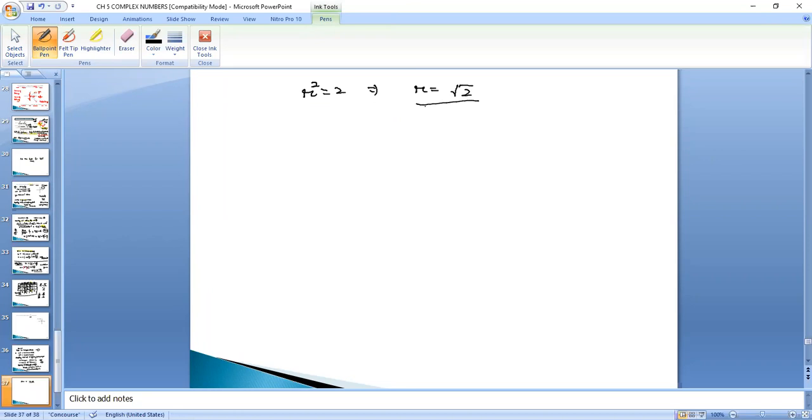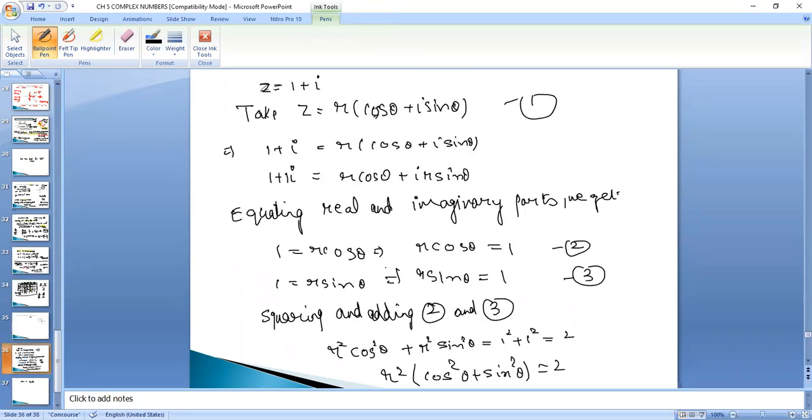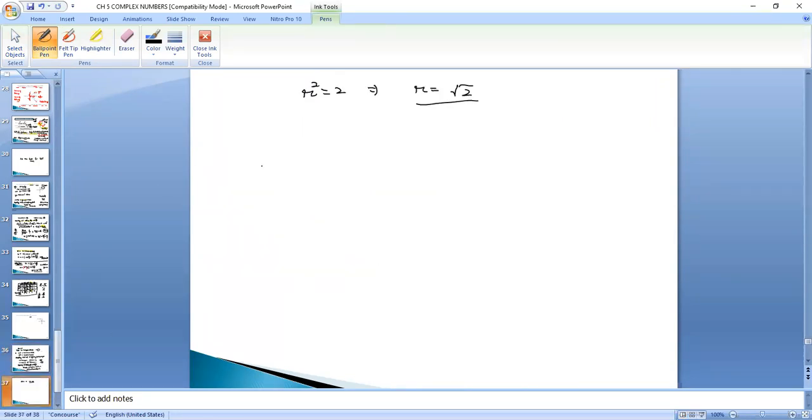R equal to plus minus root 2, but since we are taking radial vector, therefore we are taking only positive value. R is equals to root 2. Now dividing 3 by 2, right? So we will be having dividing 3 by 2.